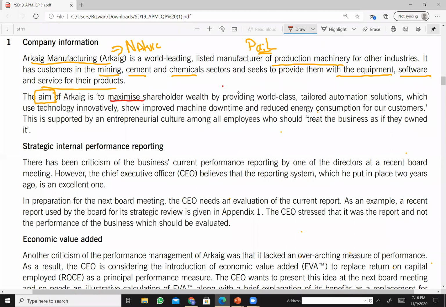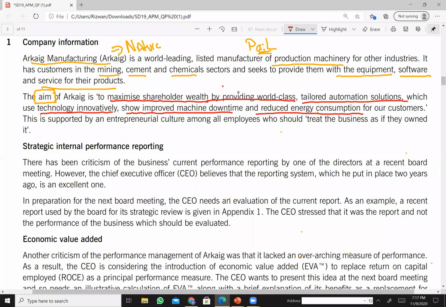The aim is to maximize shareholder wealth by providing world-class, tailored automation solutions. So they have to maximize shareholder wealth by doing what? By providing world-class, tailored, automated solutions, according to the requirements of the companies, which use technology innovatively, show improved machine downtime, and reduce energy consumption for our customers. So you can see lots of aims and subsidiary aims are mentioned, the key being the maximization of shareholder wealth by providing world-class, tailored automated solutions, using technology innovatively, reducing machine downtime, and reducing energy consumption for the customers.